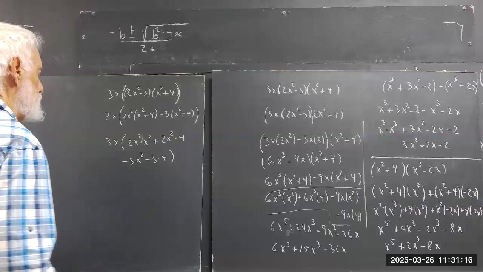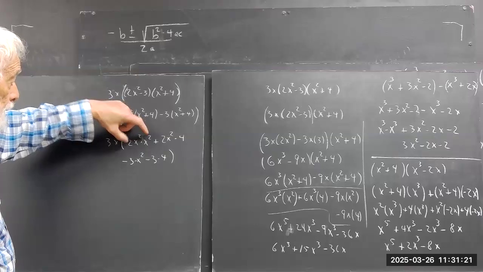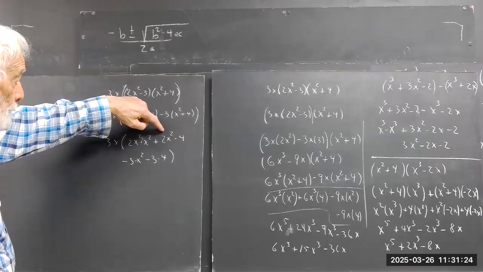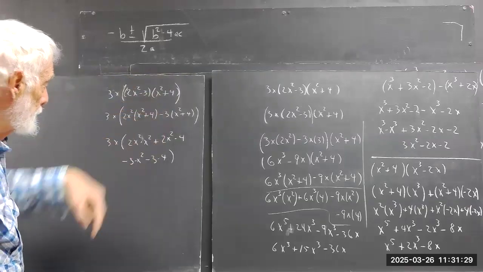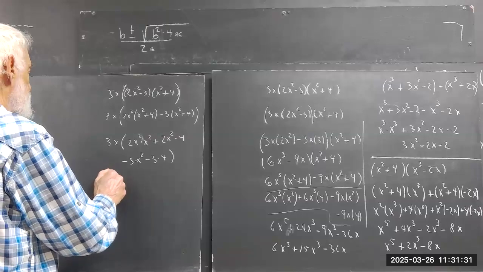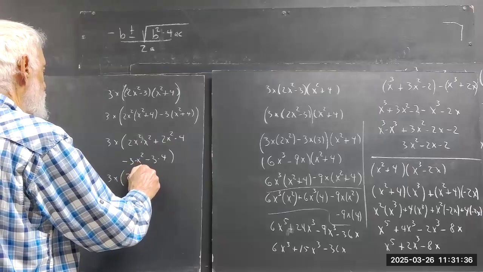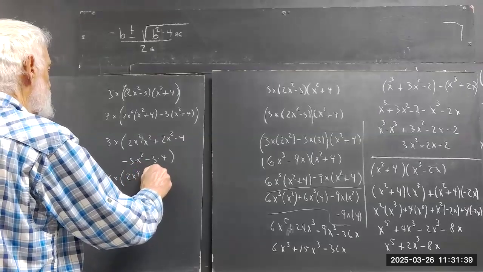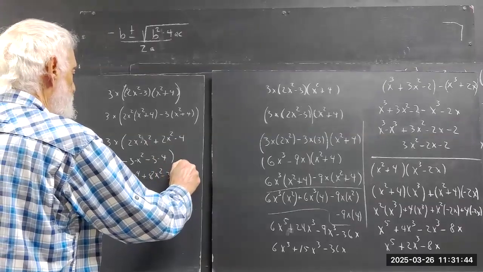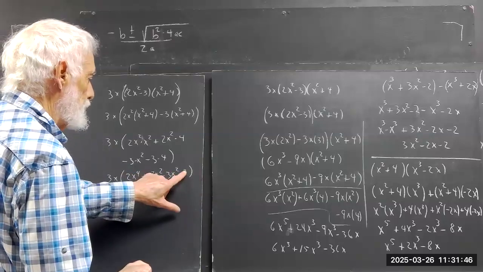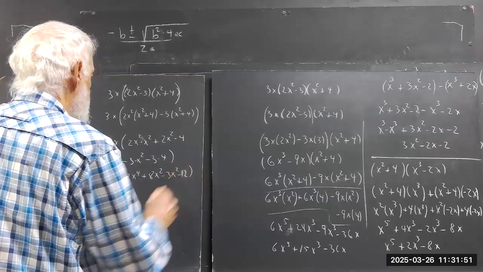Is that clear? 2x squared times x squared, 2x squared times 4, negative 3 times x squared, negative 3 times 4. That gives us 3x times 2x to the fourth plus 8x squared minus 3x squared minus 12.